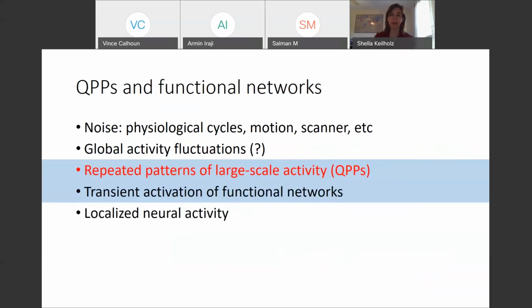Okay, so I promised not to go too far down the global signal rabbit hole, and there it is. I'm going to stop there with global signal. And the other one I want to talk about is these large-scale patterns of activity, the QPPs that we see in the fMRI signal. And this interacts with this transient activation of functional networks, because as I mentioned before, these QPPs are time patterns, basically, of network activity. And I'll show you what I mean.